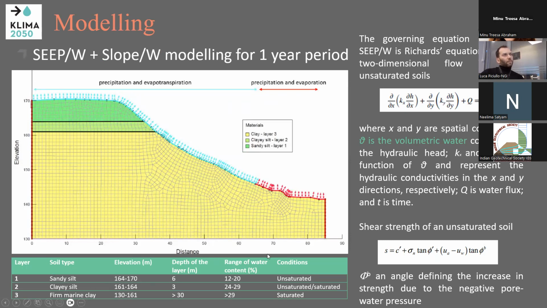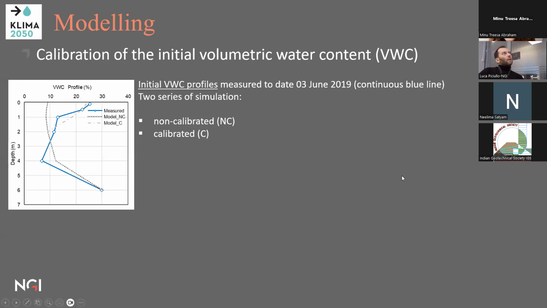These are the layers. As I said, the first two are in partially saturated conditions. Then we started our analysis, our back calculation, in a given time. This date was the 3rd of June. On this 3rd of June, you have a given volumetric profile in the soil. You can see in blue the one that we were measuring the 3rd of June when we started the first 1 year back calculation. But the one that we were getting from GeoStudio was the standard one, this dotted line here in black. And we called this a kind of standard and this simulation non-calibrated.